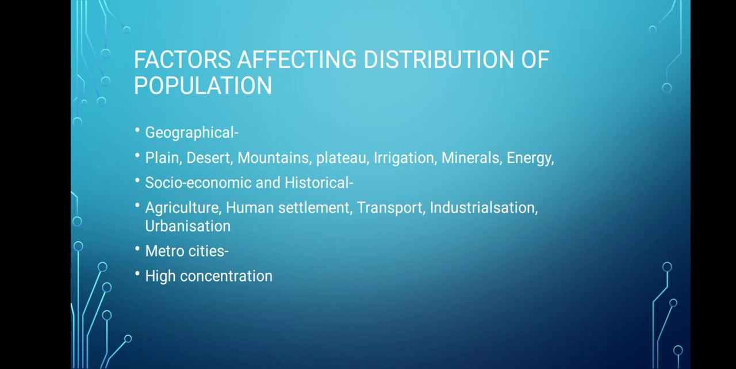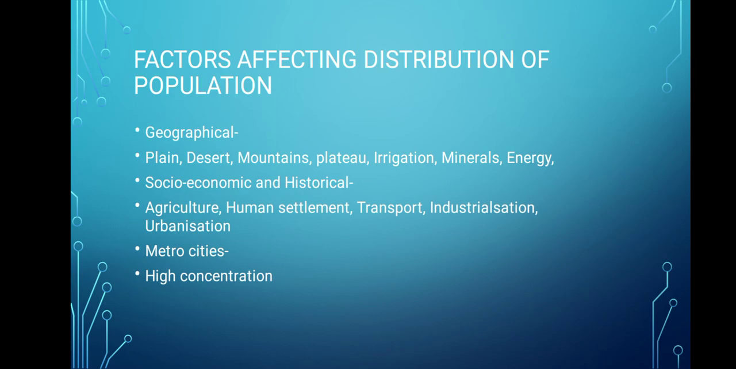Now we will discuss factors affecting distribution of population. Why are these areas highly populated? We divide these factors into various categories. First, we will discuss geographical factors. In plain areas, the population density is always high because plains are suitable for agricultural activities. Transportation is highly developed in such areas, so people do not need to make much effort for their livelihood. And that is the main reason the plains are always highly populated.